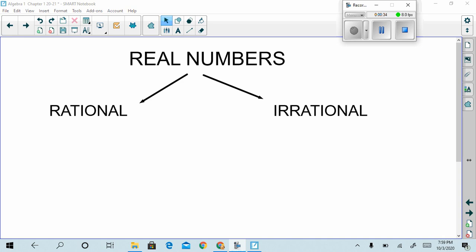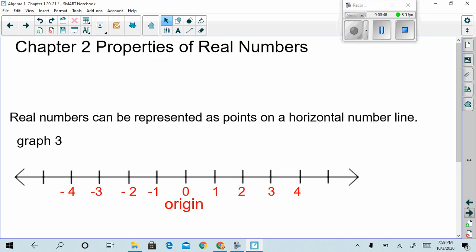Irrational numbers are numbers that cannot be written as terminating or repeating decimals. If you tried to write it as a decimal, it would just go on and on and on. So, in regards to properties of real numbers, let's first start by talking about the real number line. It's a representation of these numbers. Generally, we use whole numbers as our intervals, and we can graph on a number line. We can use it to compare numbers, to order numbers, to find absolute value, and opposites.